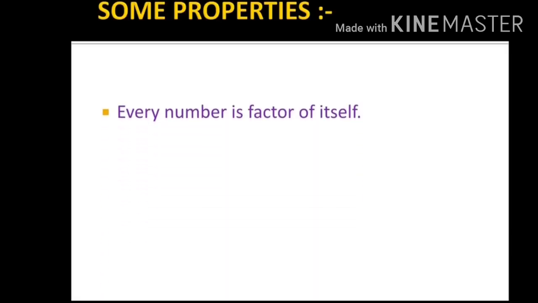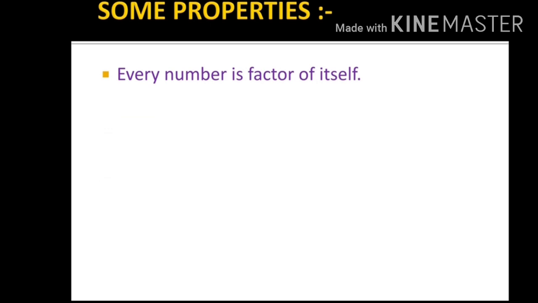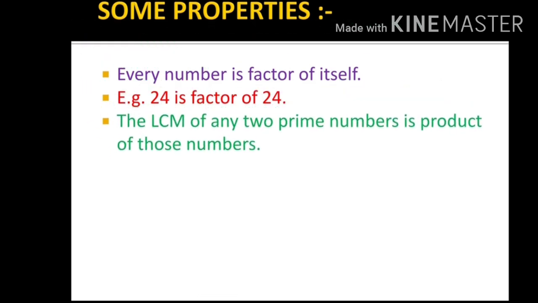Let's see some properties. Every number is a factor of itself. For example, 24 is a factor of 24. The LCM of any two prime numbers is the product of those numbers. For example, the LCM of 5 and 7 is 5 into 7, which is equal to 35.